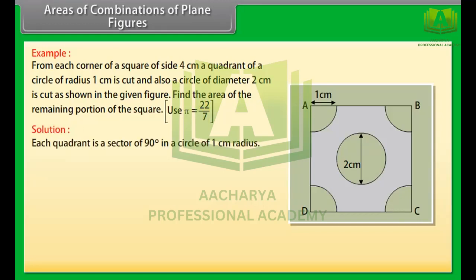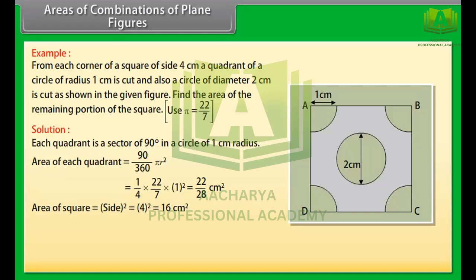Each quadrant is a sector of 90 degree in a circle of 1 cm radius. Area of each quadrant is 90 upon 360 into pi r square, which becomes 22 upon 28 centimeters square. Now, area of square is equal to side square, which equals 4 square, which is equal to 16 centimeters square.